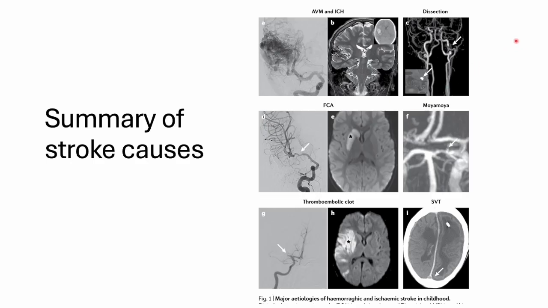This is just a slide to show the summary of varying etiologies that can cause stroke, including hemorrhagic etiologies, dissection, focal cerebral arteriopathy, moyamoya disease, and also thromboembolic clots from a cardiovascular source, as well as CVST. So these are the kind of etiologies that we've covered in today's lecture.